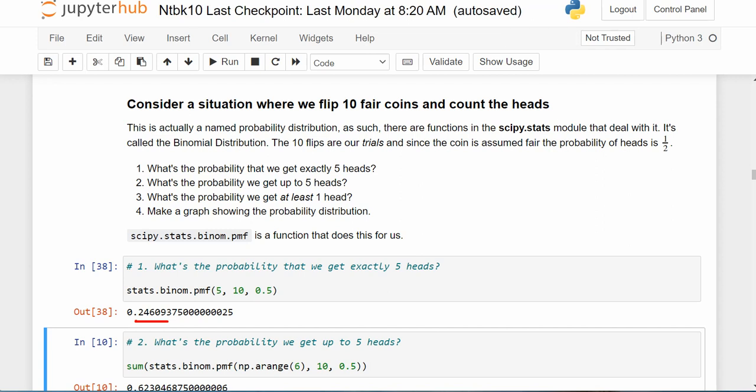Okay, now notice the difference here. This is exactly 5 heads, and this says up to 5 heads. So this is why we're putting in the np.arange, right? Because it's going to count up to 5, right? One less than the number we put as our stopping criteria.